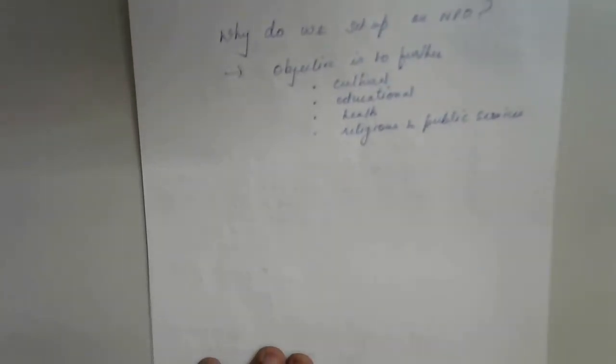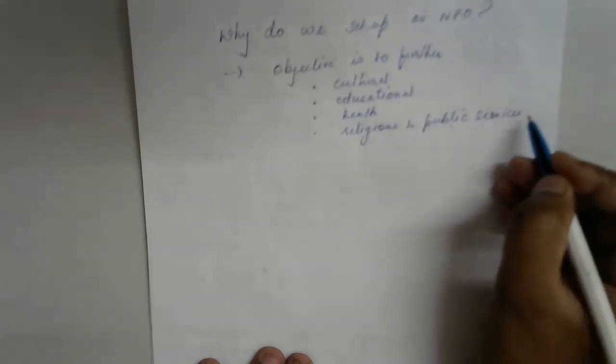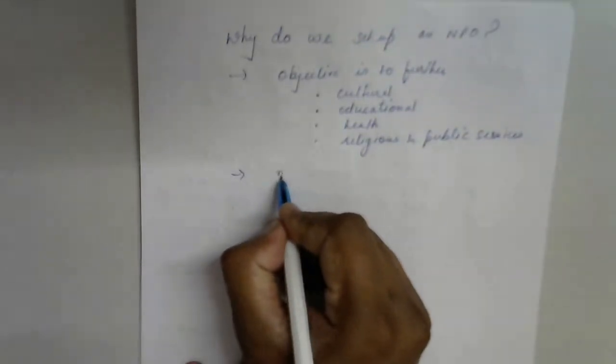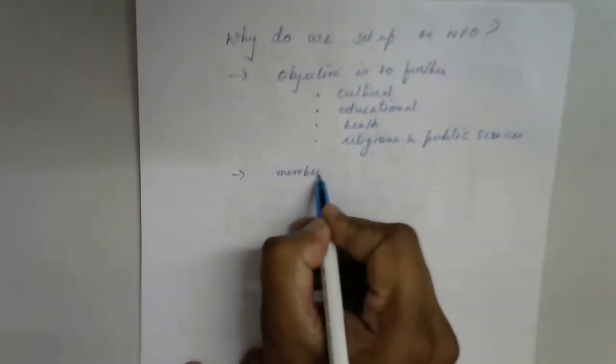All right. For example, the members of a profit making organization are generally called shareholders. Here we can term them members only. So we have members.